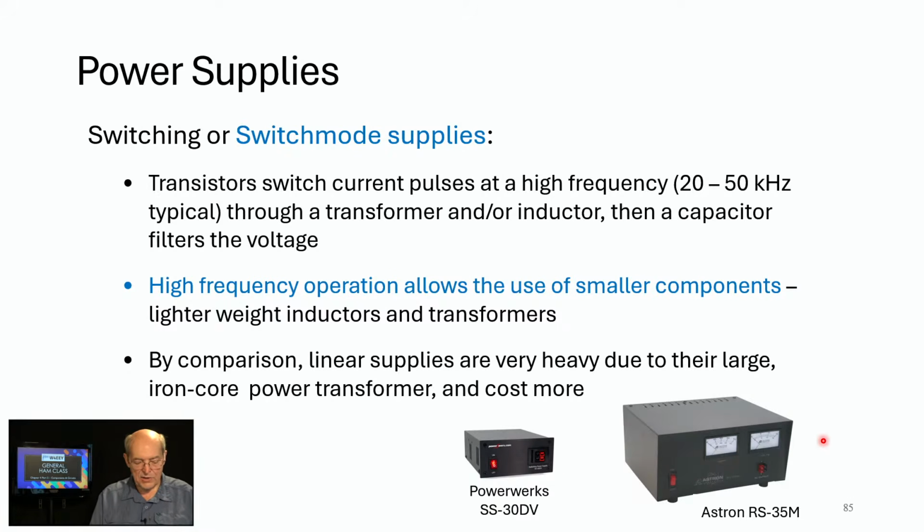And then this is an Astron RS35M. This is a linear power supply, much, much bigger. It will also put out 25 amps continuous, 35 amps peak. And in terms of weight and cost, the PowerWorks weighs about 3 pounds, costs about $140. The Astron weighs about, let's see, I've got that noted here someplace. It weighs about 30 pounds and costs a whole lot more money. It's about triple the cost.